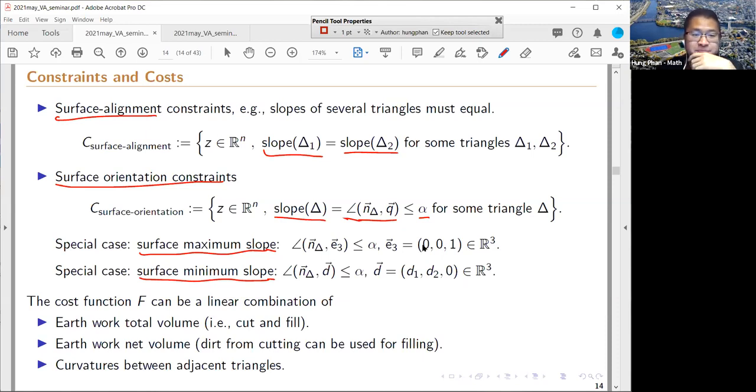And the cost function could be the total earthwork volume. You need to cut and fill over the map, and also the net volume, where you can use dirt from cutting.